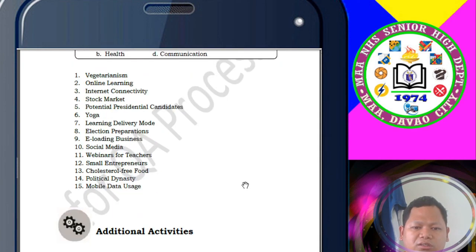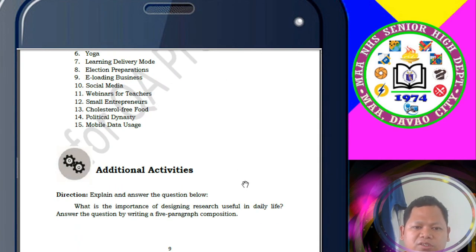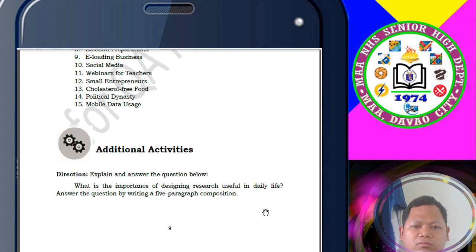Then we have here additional activities. Explain and answer the question below. What is the importance of designing research useful in daily life? Answer the question by writing a 5-paragraph composition. So take note of this.